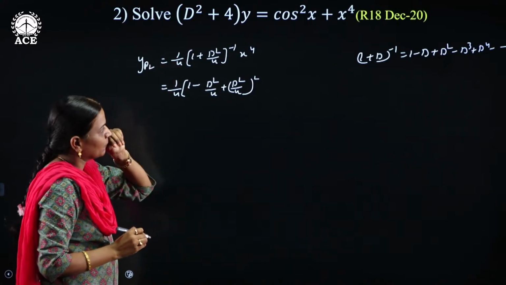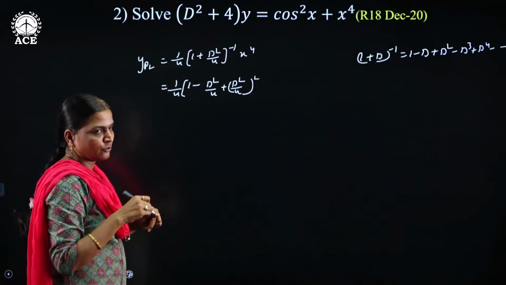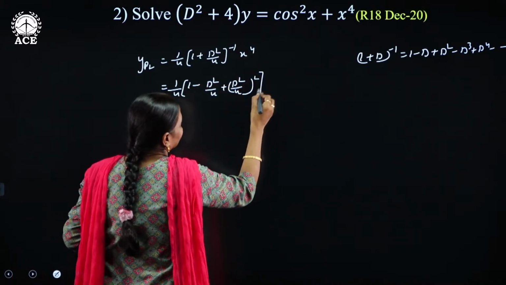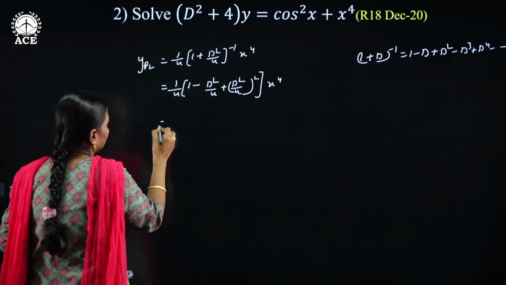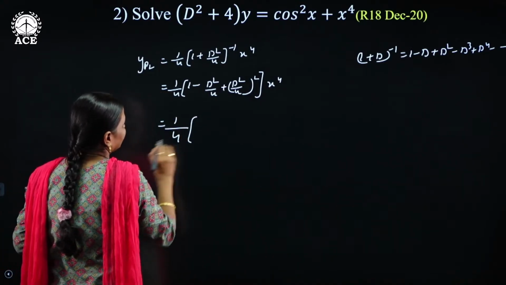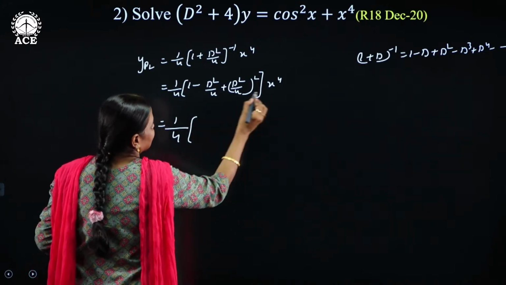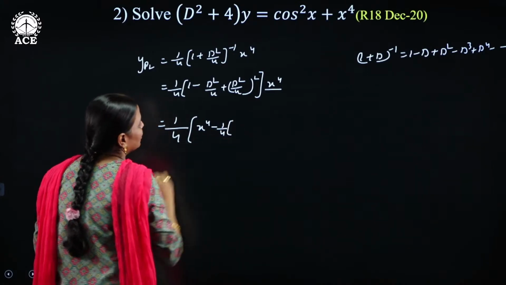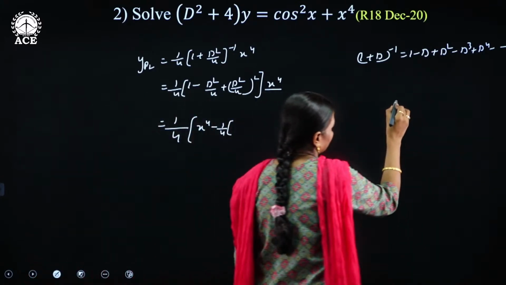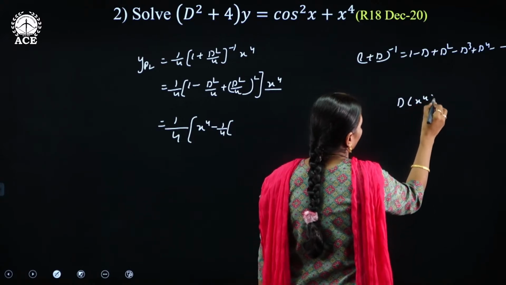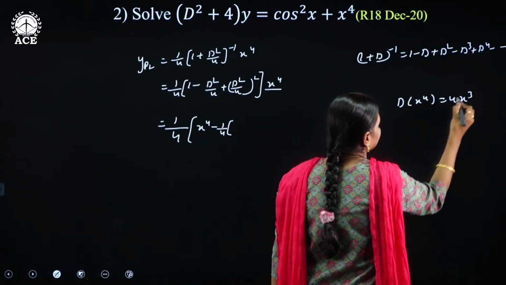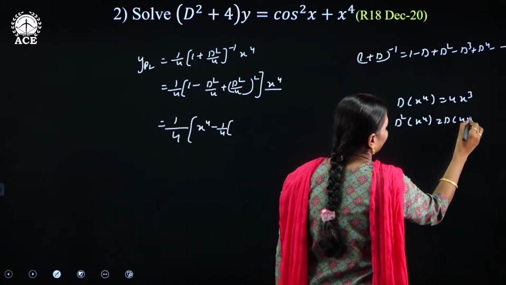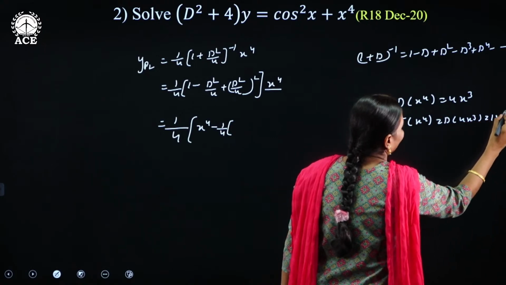Since what is the next term? D square by 4 cube, that exceeds this power, so there is no need to take the higher terms. Into x power 4 is equal to 1 by 4 into, first operate this expression on x power 4, minus 1 by 4 into, what is the 2 times differentiation of x power 4? First differentiation of x power 4 is 4x cube. Second differentiation of x power 4 is the differentiation of 4x cube, that is 12x square.